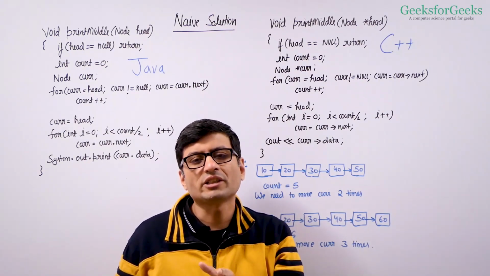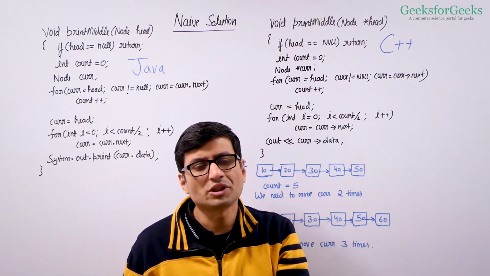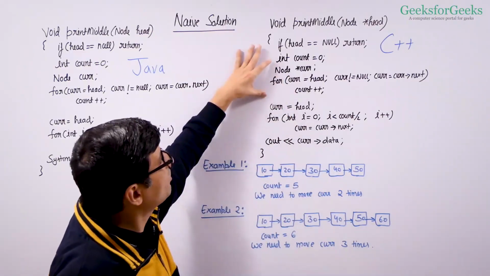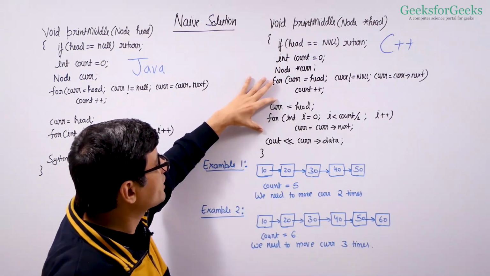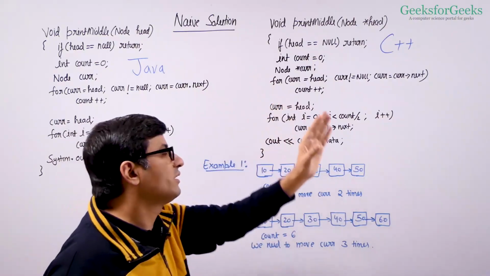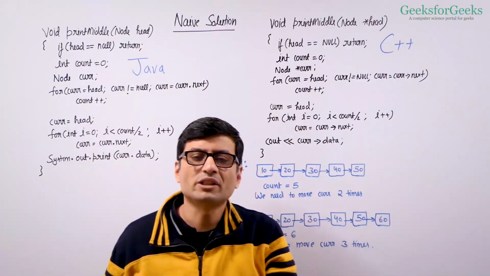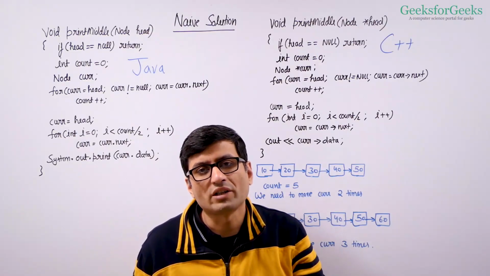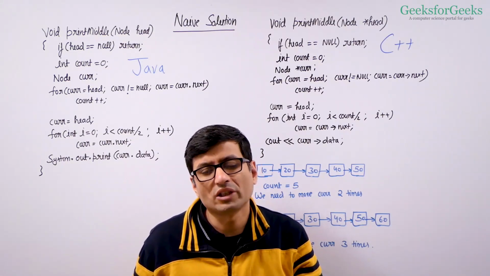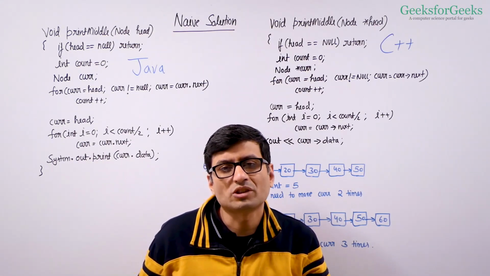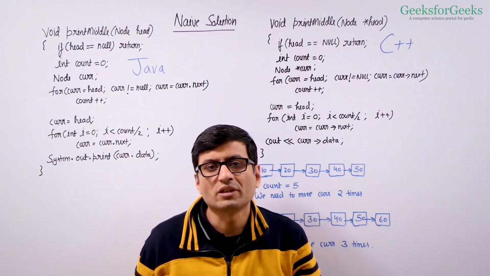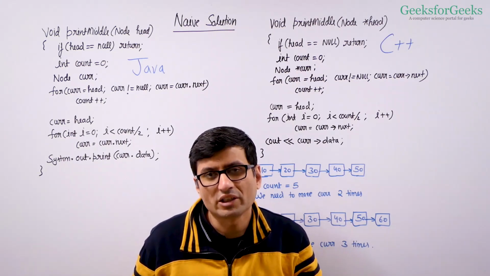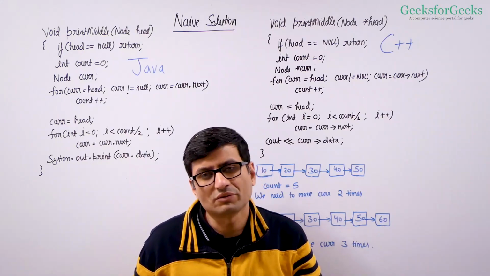Let's now see the case when we have 2 nodes in the linked list. Count will be 2. We will run this loop only once. So it will move to the second node and we will print the second node's data. This solution requires 2 traversals of the linked list. Now please pause this video and think of a solution that finds the middle of a linked list using only 1 traversal of the linked list.